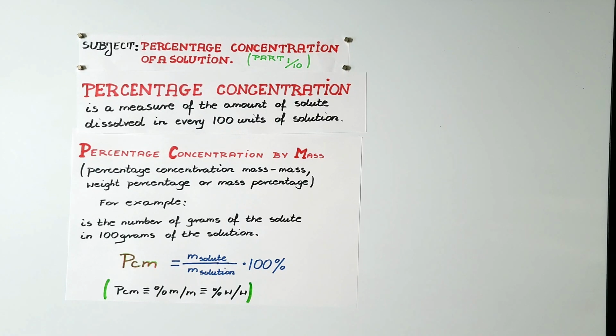So if we denote the percentage concentration by mass as PCM, the formula for its calculation will be as follows. PCM, percent mass over mass, equals mass of solute divided by mass of solution and multiplied by 100%.